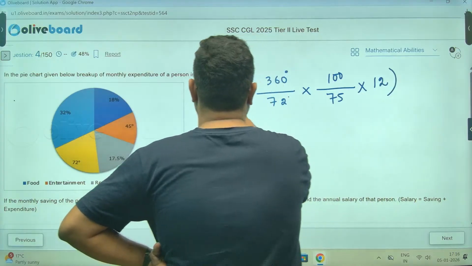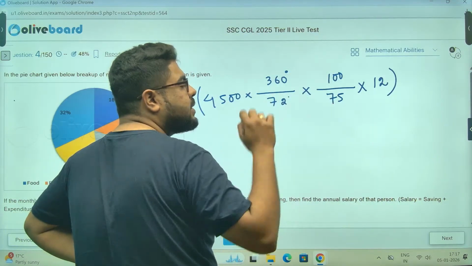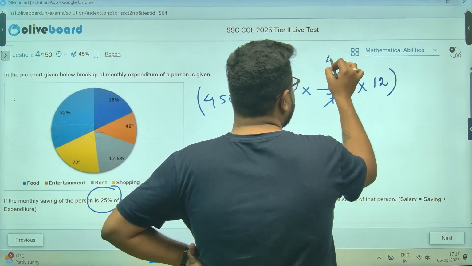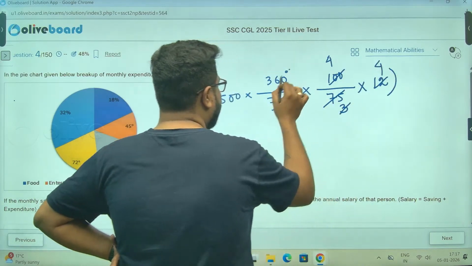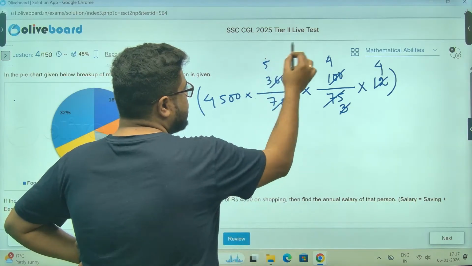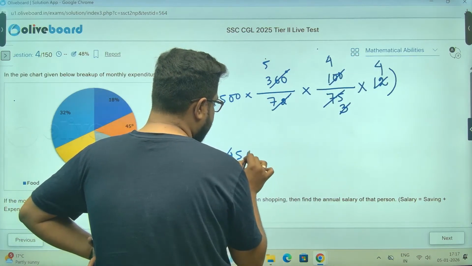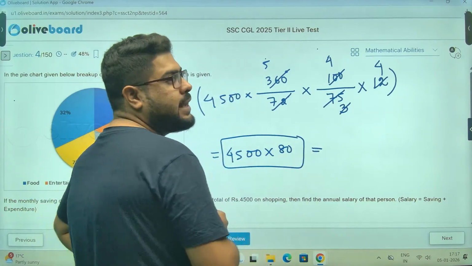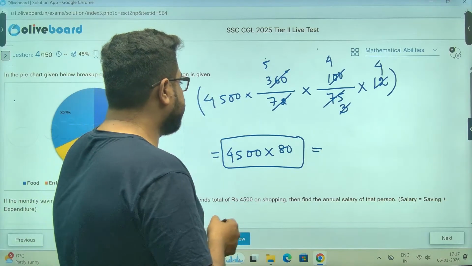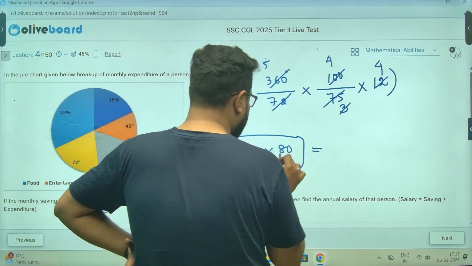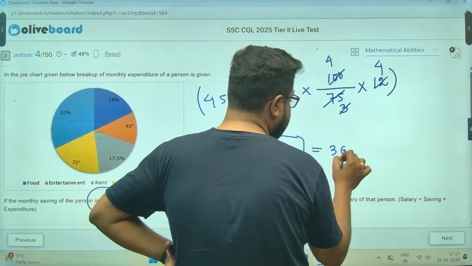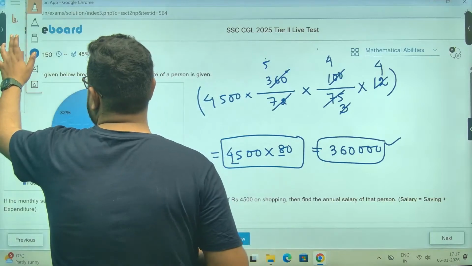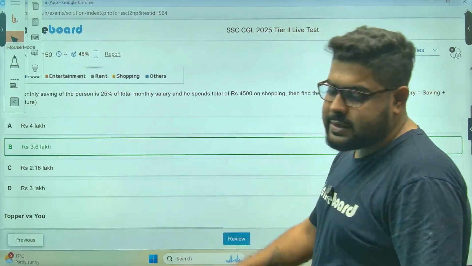Into 12 for annual. So whatever I got, into 3, you just do into 3. Arey yaar, this is 4. 3 fours are this. 72 fives are this. 5 fours are 20. Fours are 80. 4,500 into 80. Achha, if I do this, 45 into 2 is 90. 90 into 4, 360. And so there will be 1, 2, 3 zeros. So definitely the question is not wrong. I was doing it incorrectly. 3.6 is the answer.